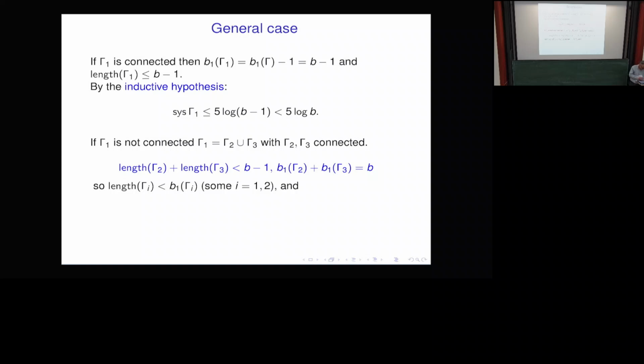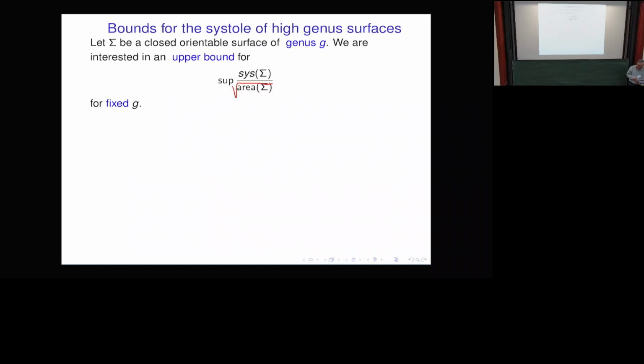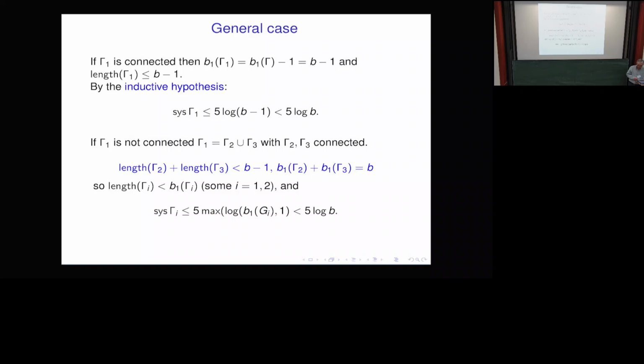The length of gamma I, right, since we have this, the length of some gamma I is less than B1 of gamma I. Okay, but then I can apply my induction hypothesis on, say, the smaller one, and I'm done again, right? The systole of gamma I is less than 5 log B. So the proof is kind of simple by induction, but surprisingly it gets the optimal result, okay? I mean asymptotically optimal result.